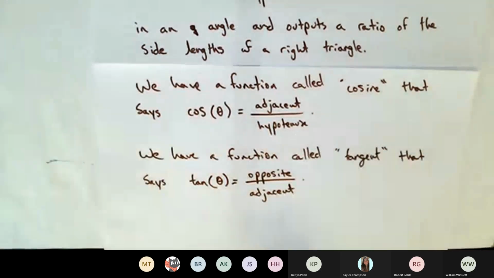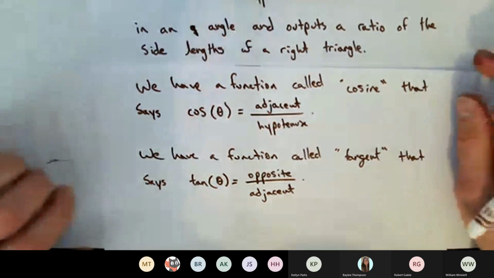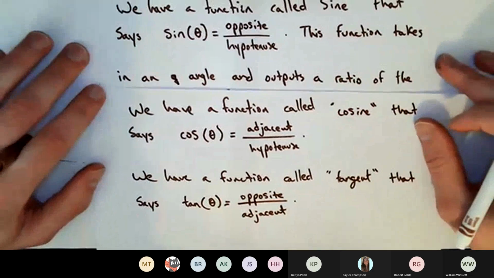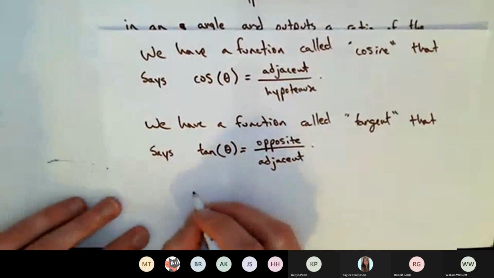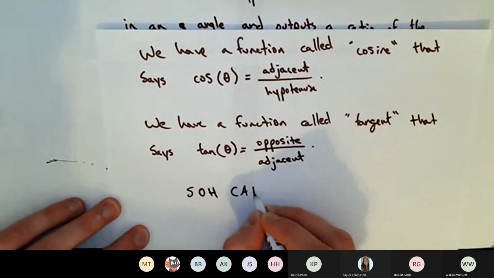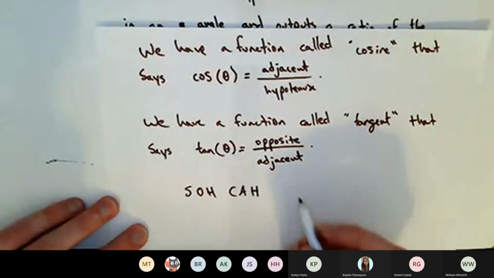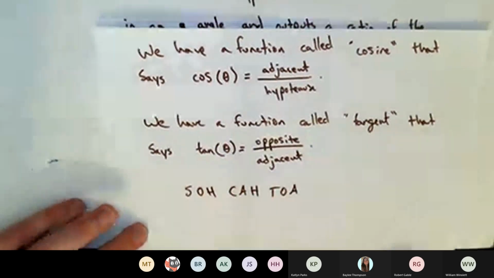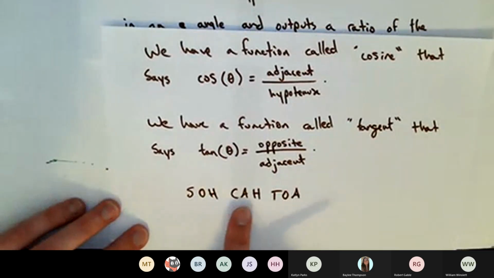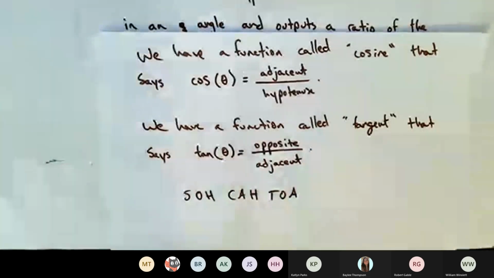All right. So as quick as you can, memorize these three. You may have seen it abbreviated as SOH-CAH-TOA. Abbreviating sine is equal to opposite over hypotenuse, cosine is equal to adjacent over hypotenuse, tangent is equal to opposite over adjacent. All right.